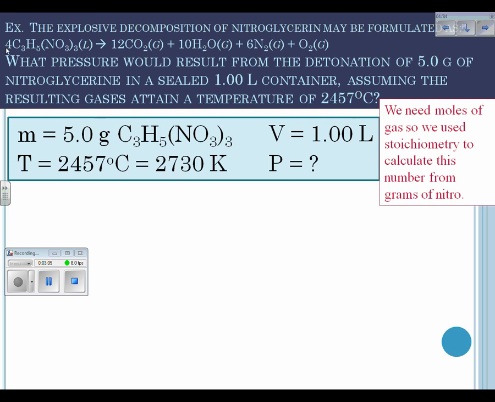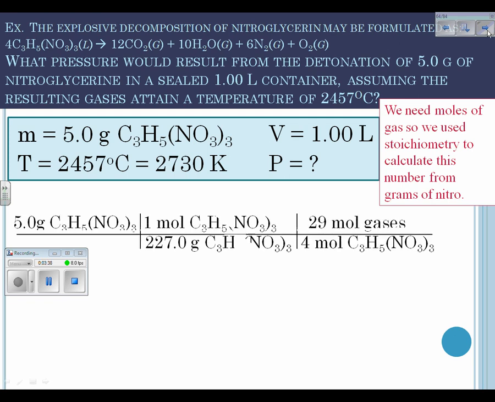Then we're actually going to do a mole-to-mole ratio, and this is where our stoichiometry comes into play with our information up here in our equation. So we have 4 moles of nitroglycerin for all of these moles of gases, and it is asking about the resulting gases. So since it's asking about the gases, we have to add all these moles of our products together, which would end up with 12 plus 10 plus 6 plus 1, which gives us, I believe, 29 moles.